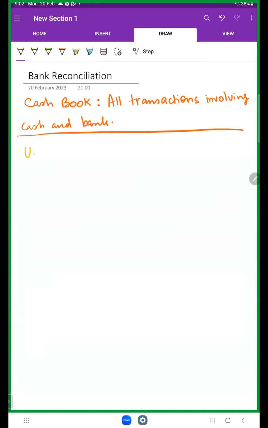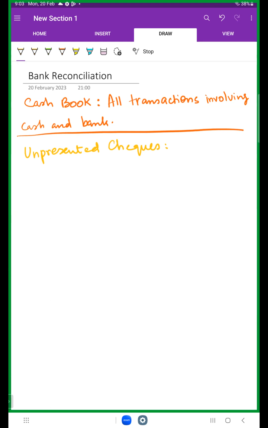Let's first understand what unpresented checks are. Let's suppose you are a business and you issued a check, right? Yes. So you issued the check, but the check is not yet presented to the bank. So it's not recorded in the bank statement. Because you issued a check, you were expecting that someone would clear the check and your bank balance will reduce, right?